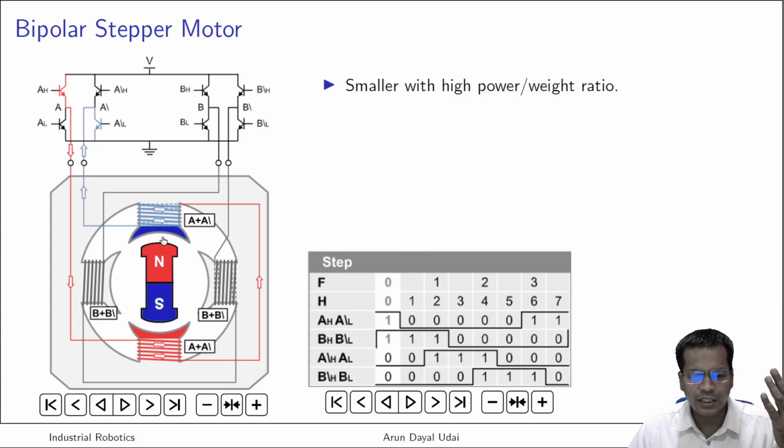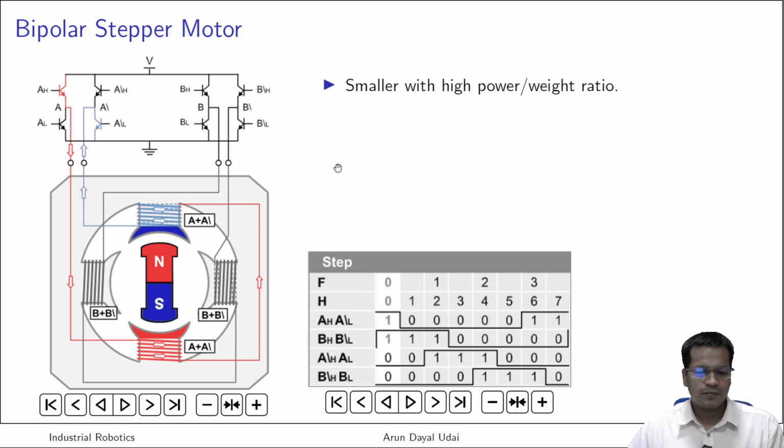But in order to change the direction, you need 8 transistors. It was just 4 in the case of a unipolar motor. In this one, you need 2 H bridges and 8 transistors. So the driving circuitry is complex, but yes, these motors are very compact in nature. They can generate more torque with the same size. Why? There are no idle coils.